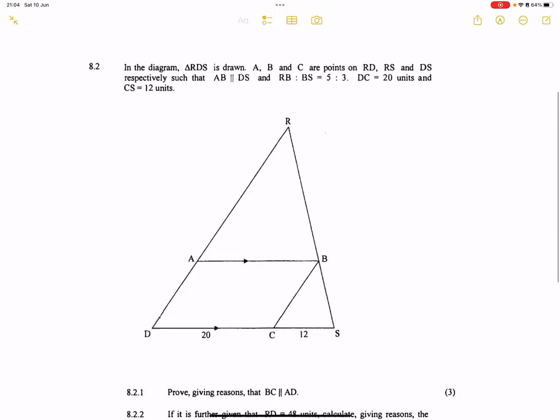Right, so we're looking at the 2023 May exam. Let's jump into the question. This is on Euclidean geometry, particularly the proportionality theorem.